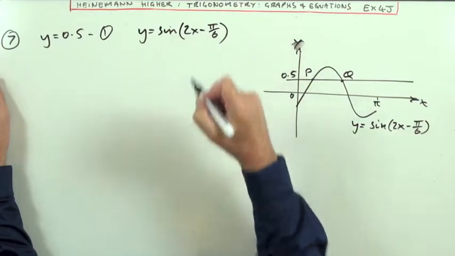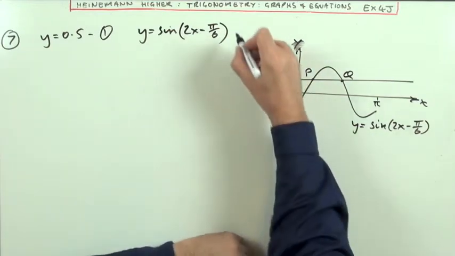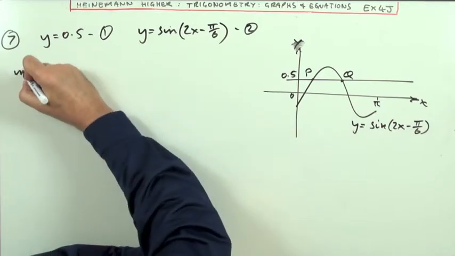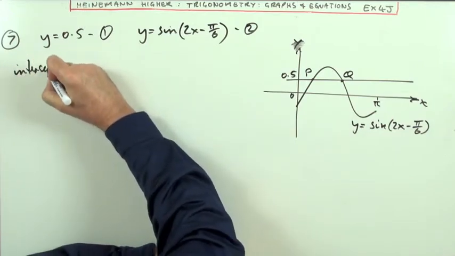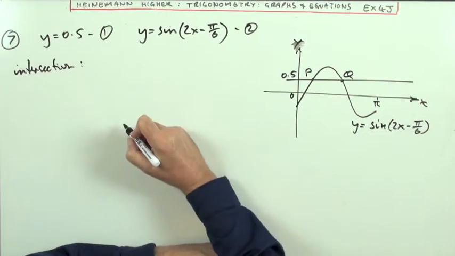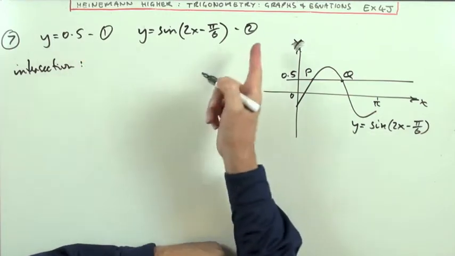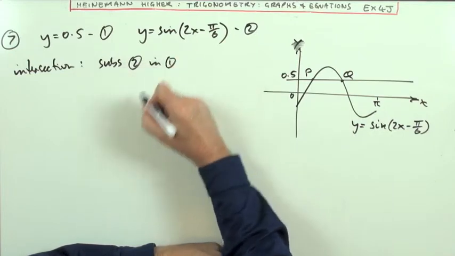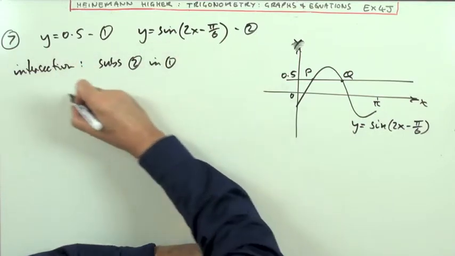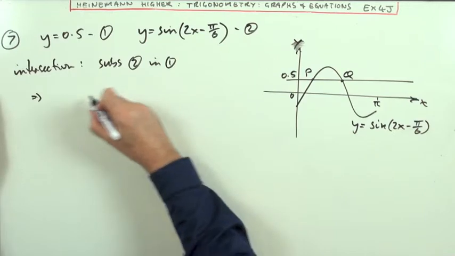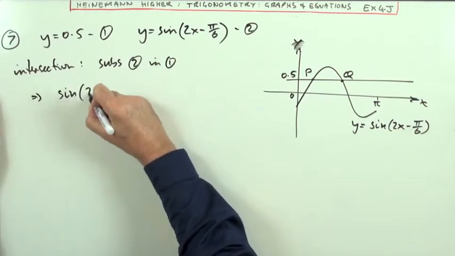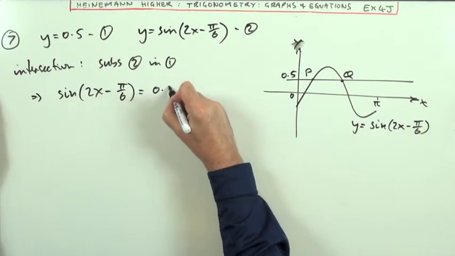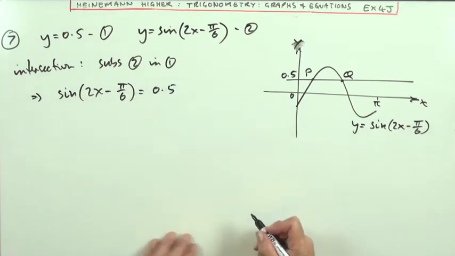Now maybe it would have been a little bit tricky for you to have inferred that whole thing. Call that 2. And then for the points of intersection, oh well, I'll state that. Intersection, so that means I'm going to substitute the equations. I think I'd rather have that on the other side, so I'll say substitute 2 and 1. So I'm going to write that out, I'm going to put this bit first, which means I've got sine 2x minus pi upon 6 equals 0.5.